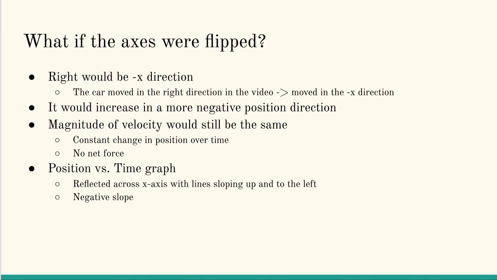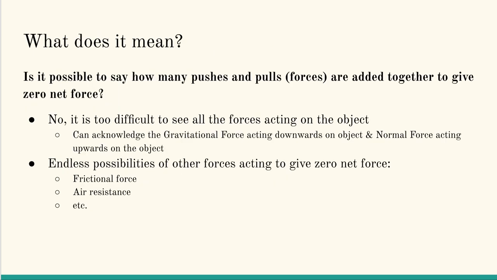So what if the axes were flipped? Right would be the negative x direction, so it would increase in a more negative direction, and the magnitude of the velocity would still be the same. The velocity would just be negative, so the position versus time graph would have a negative slope. The position versus time graph would be reflected across the x-axis, with lines sloping up and to the left. But still, there would be no net force.